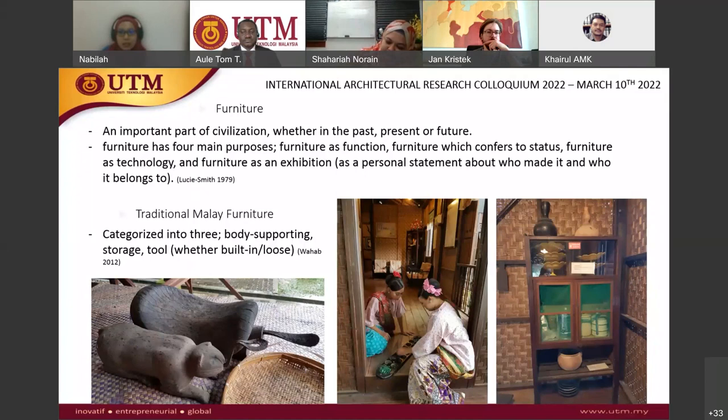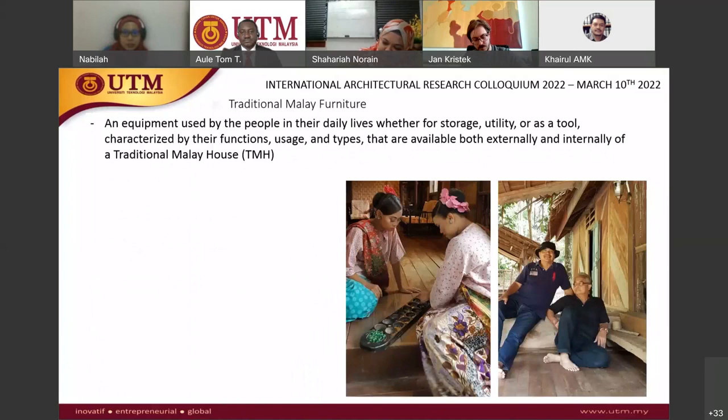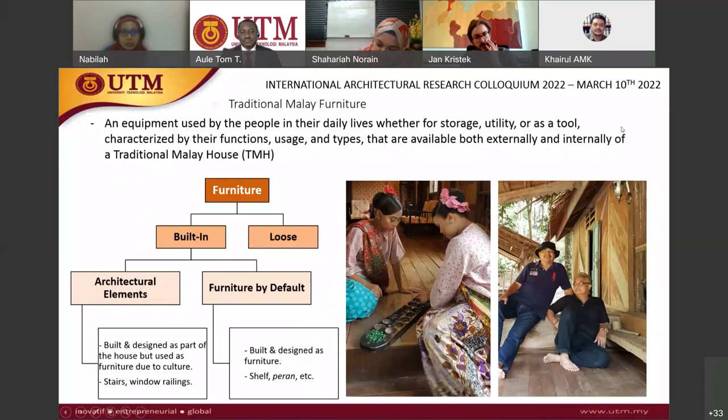So basically, the definition of furniture used in my research is equipment used by people in their daily lives, whether for storage, utility, or as a tool, characterized by their functions, usage, and types, that are available both externally and internally of a traditional Malay house.